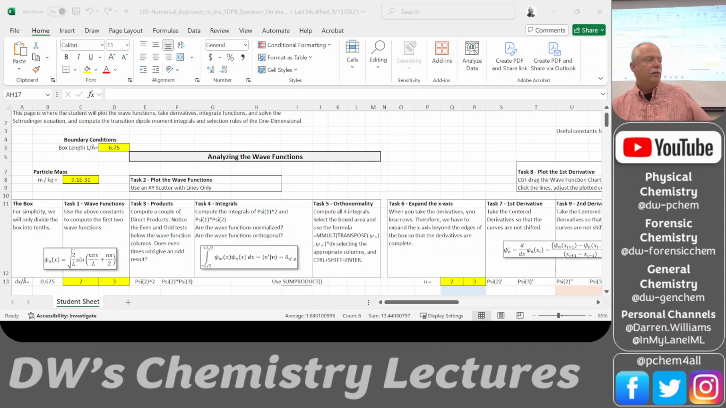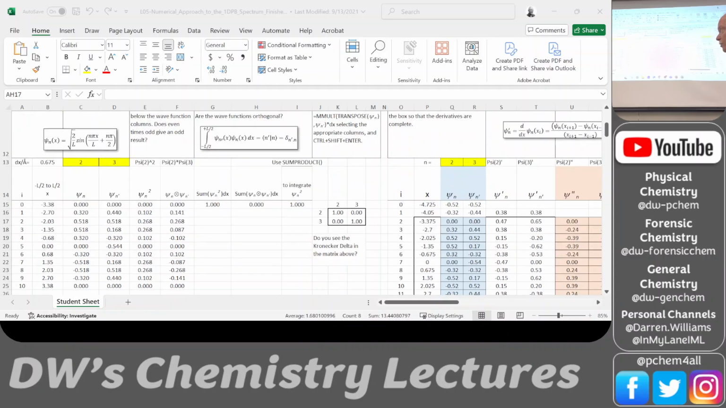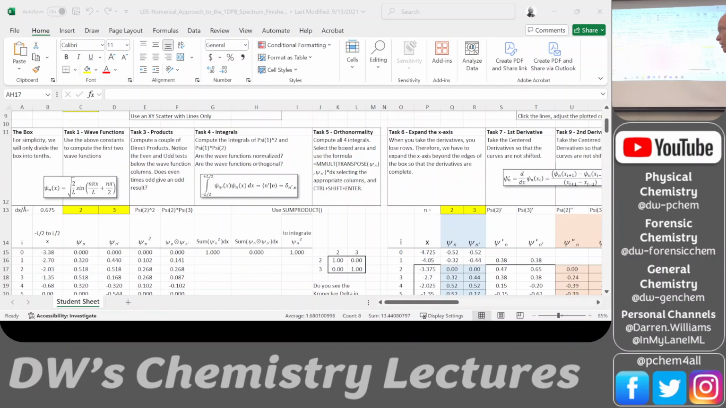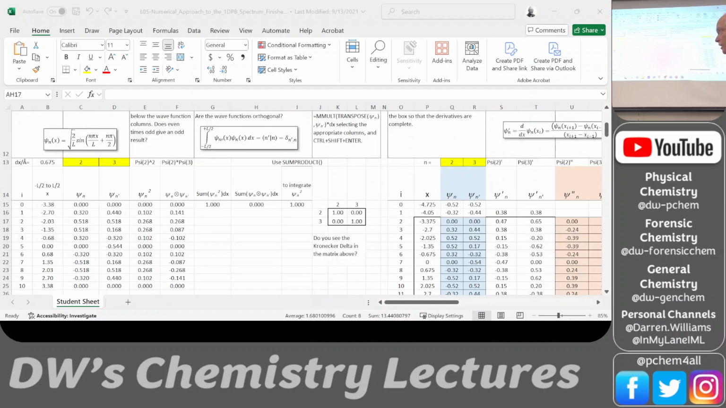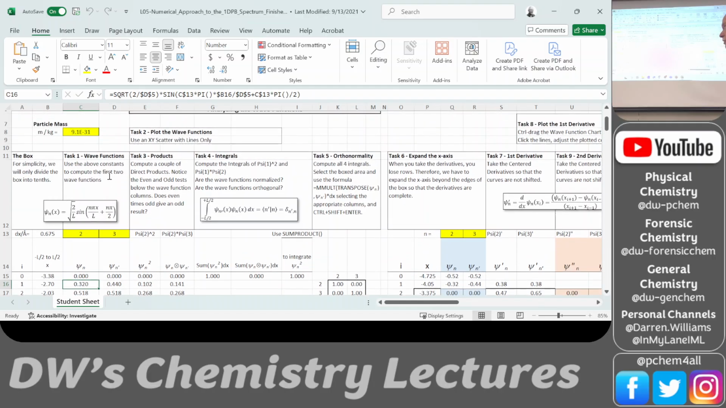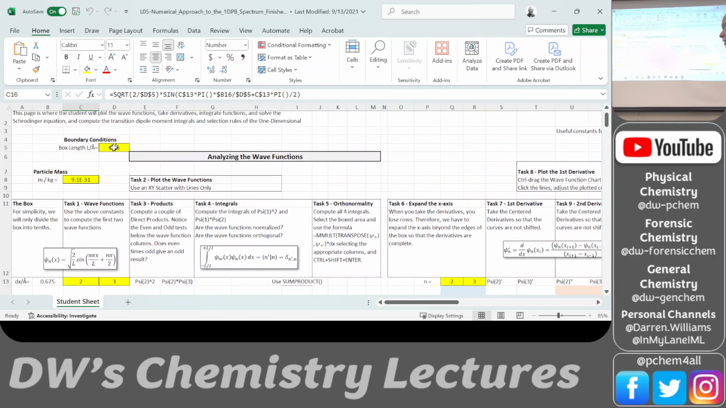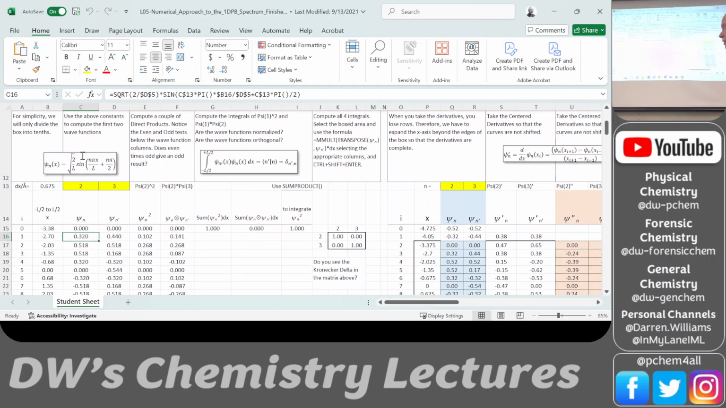We've got the bond length, we've got the mass, and down here you'll plot the wave functions. So task 1 is the wave functions. In the empty spreadsheet, this is all empty. It's just to train you how to enter in the square root of 2 over L and so on, and referring to these different boxes. Here's the boundary condition L, here's the particle mass, and so on. And then you copy those wave functions down.